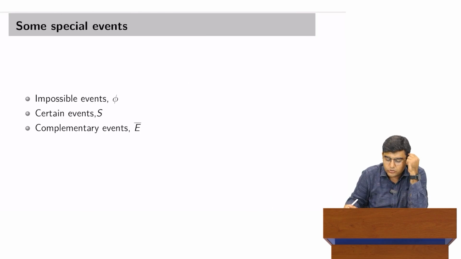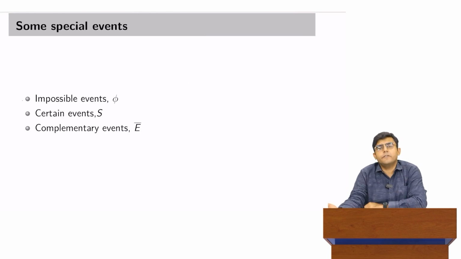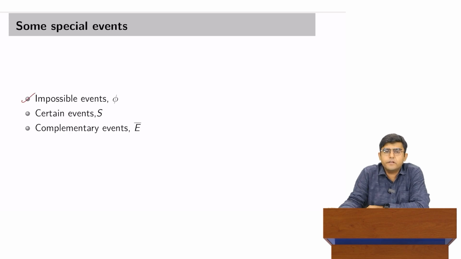Now, if we talk about some special events, we can have an impossible event. An impossible event is typically represented by phi or an empty set. One example could be getting a number 7 on a roll of a dice. It's an impossible event. Hence, it's a phi. It's an empty set. There is something called a certain event. When we talk about a coin toss, either getting head or tail is a certain event.